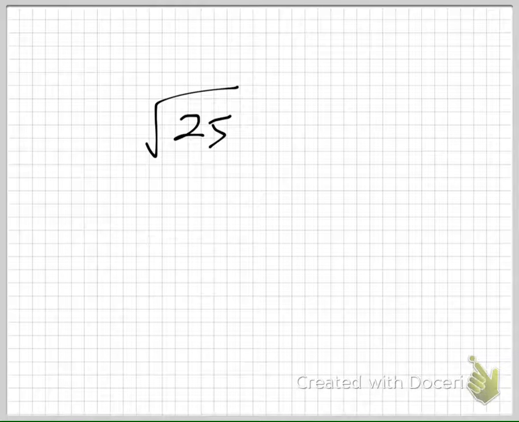So then, if I have the square root of 25, is that a rational number? Yeah. Why? Because it can be written as a fraction. Why can it be written as a fraction? Because what's the square root of 25? 5.